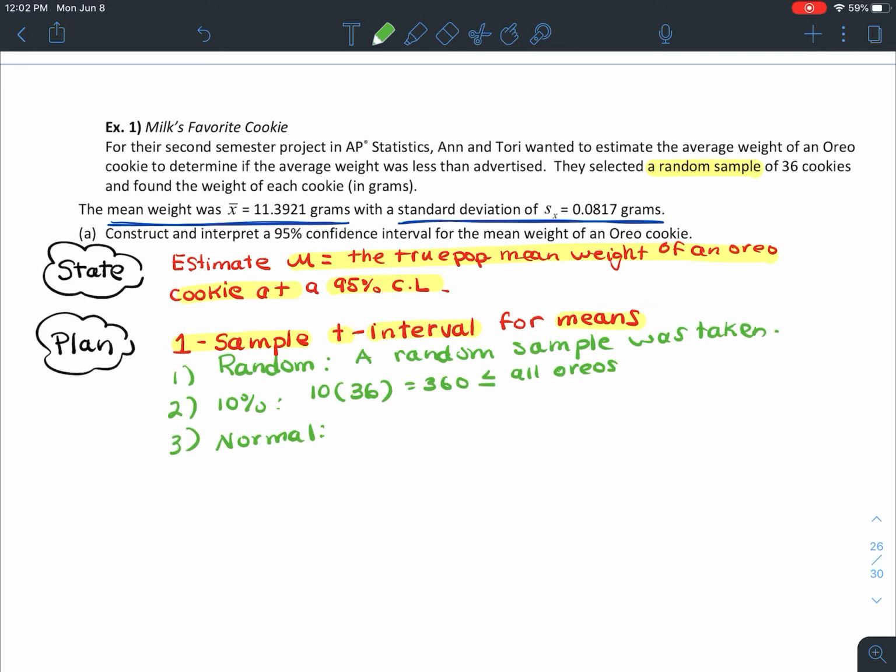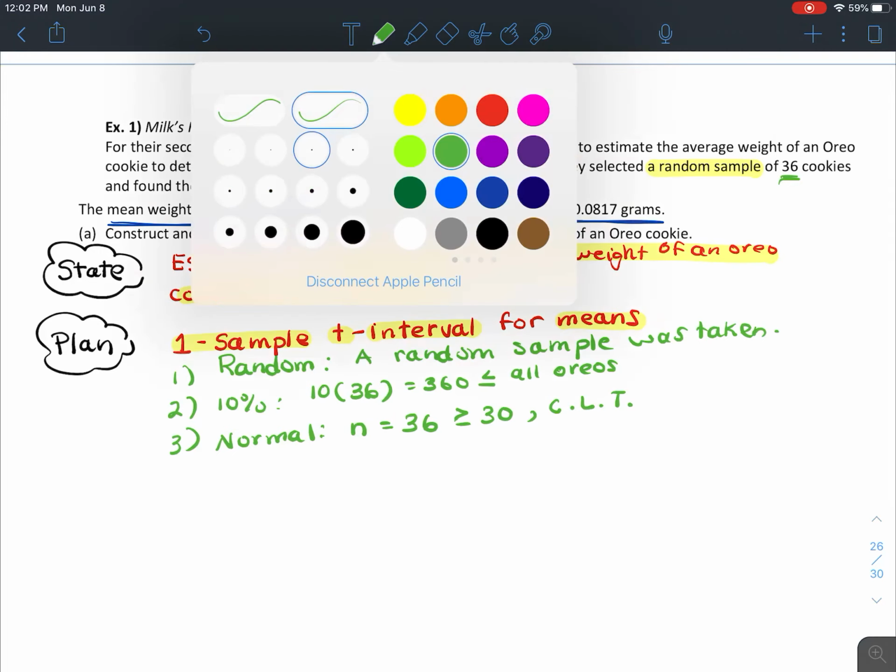Okay, number two would be, could we do the central limit theorem? Is the sample size large enough? And look at what our sample size is. It was 36. So we want to identify the sample size is n equals 36. Well, that is greater than or equal to 30. And we can write down CLT, central limit theorem.